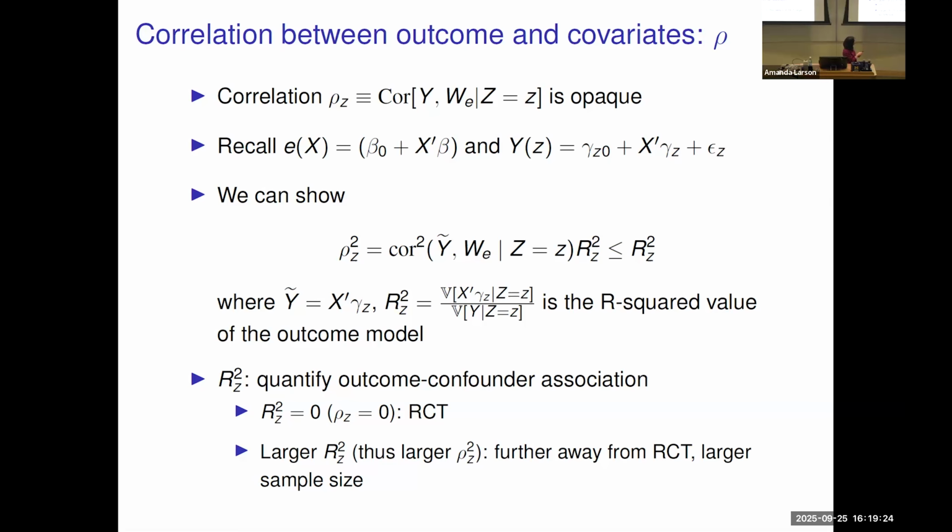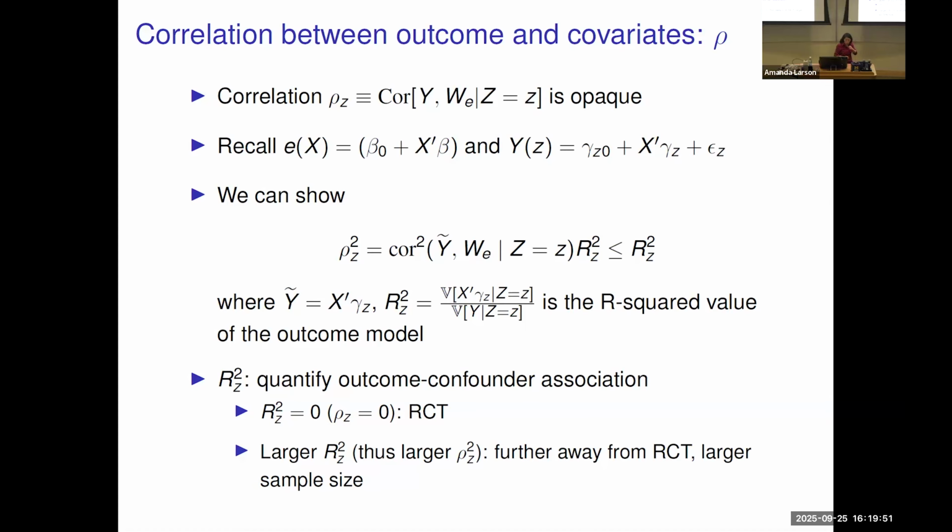This quantifies the outcome confounder association. Because if my X, it's basically a correlation between Y and X. And when R equals 0, or rho equals 0, this is actually an RCT. This is reduced to RCT. And the larger R square, which also means larger rho because that's bounded, it is further away from RCT. So you need actually larger sample size.